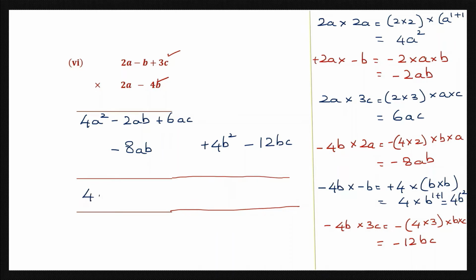So this is 4a square. Signs are the same. Put the same sign and add. 2 plus 8 is 10. 10ab plus 6ac plus 4b square minus 12bc.